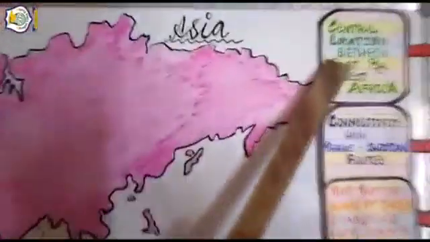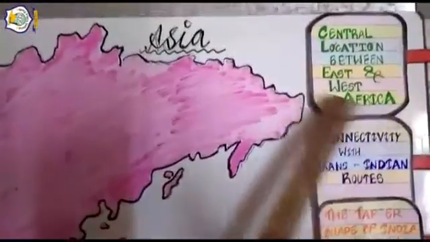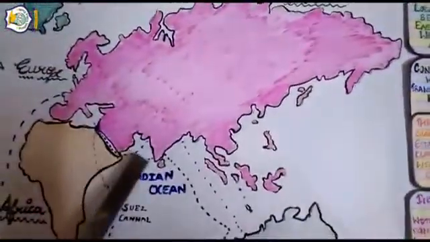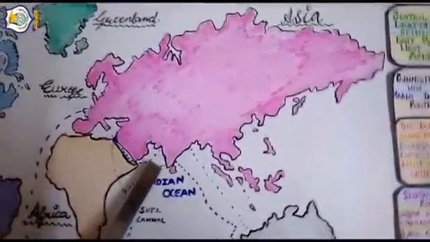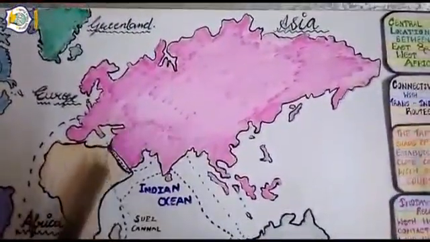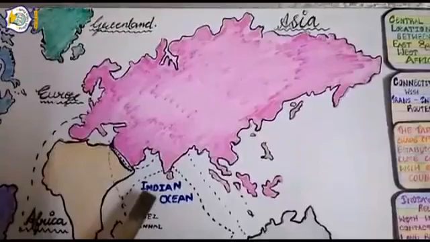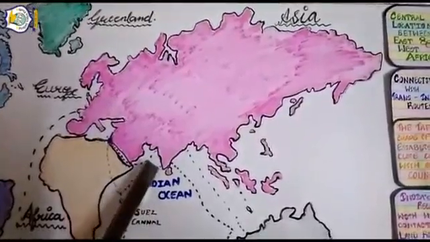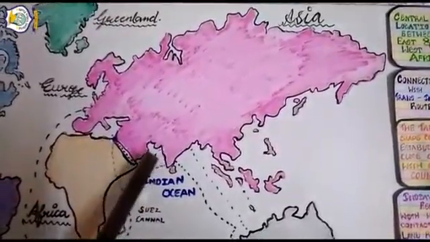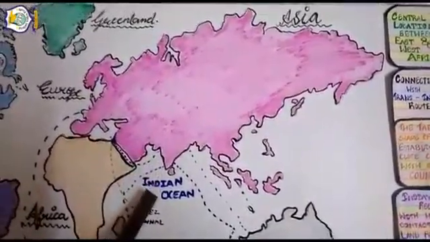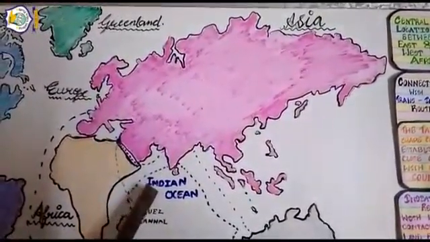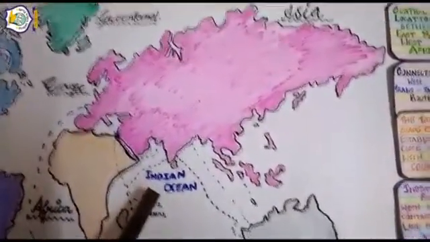Central location between East and West. Here you can see India is located in the south central part of the continent of Asia. It is situated at the head of the Indian Ocean. So India is close to the Indian Ocean, which justifies the ocean being named after a country.